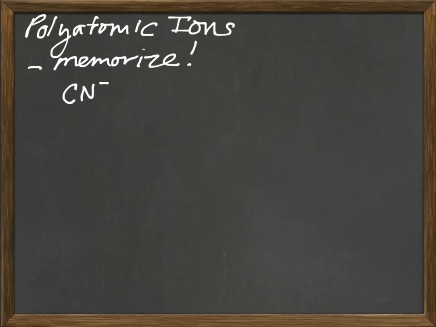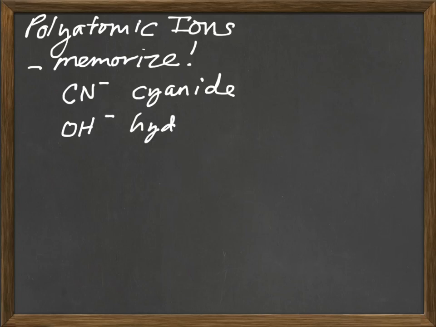CN- is cyanide. And hydroxide is OH-. That's a very common one. That one's really important to learn. Hydroxide. So those are a couple that are a little bit weird because they're not oxyanions. You're like, but hydroxide has an oxygen in it. Well, yeah, but it's not considered an oxyanion. And then these guys, those guys have that "ide" ending, don't they?